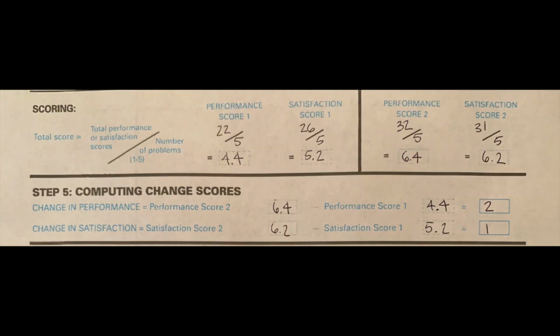After the reassessment has taken place, the therapist must find the computing score changes. To find the change in performance, the performance score 1 should be subtracted from the performance score 2. To find the change in satisfaction, the satisfaction score 1 should be subtracted from the satisfaction score 2. A change of 2 or more is considered statistically significant.